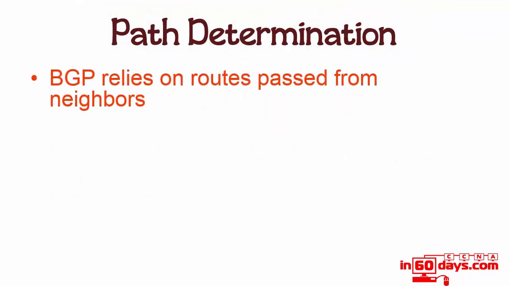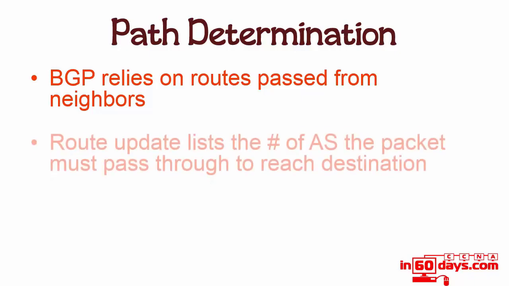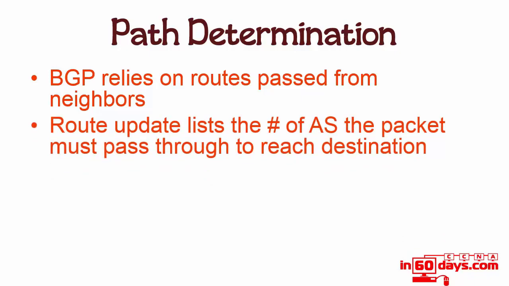Now, BGP relies on routes passed from neighbors, so in this respect it resembles a distance vector routing protocol. The route update lists the AS numbers that the packet has passed through or must pass through to reach the destination.